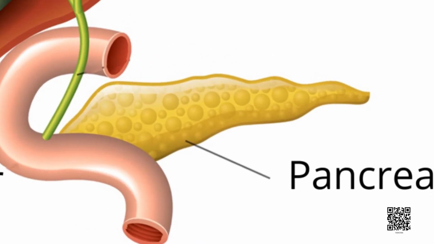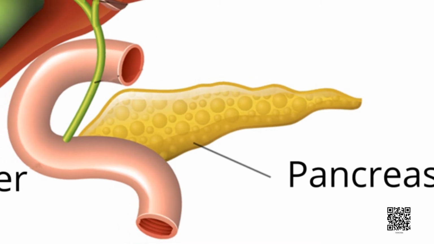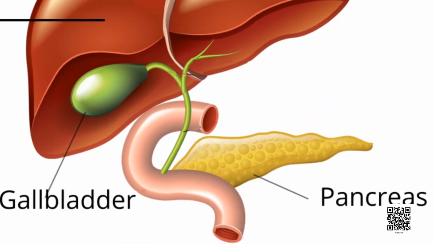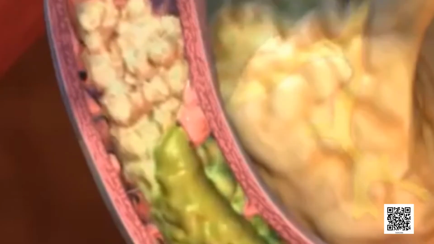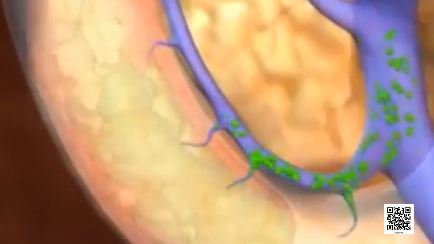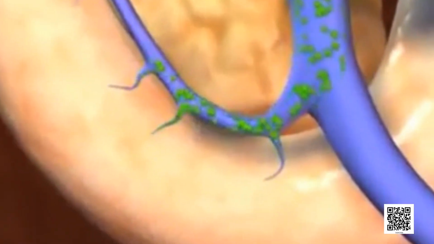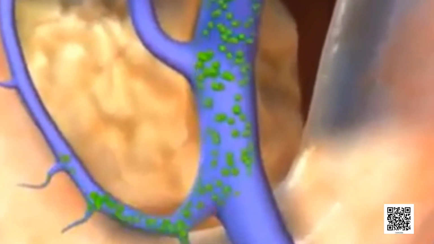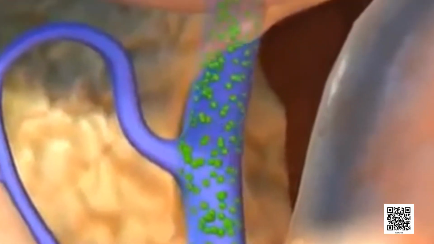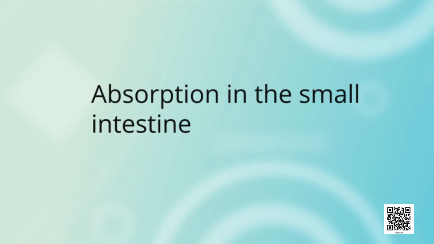The pancreas is a large, cream-colored gland located just below the stomach. The pancreatic juice acts on carbohydrates, fats, and proteins and changes them into simpler forms. The partly digested food now reaches the lower part of the small intestine, where the intestinal juice completes the digestion of all components of the food.